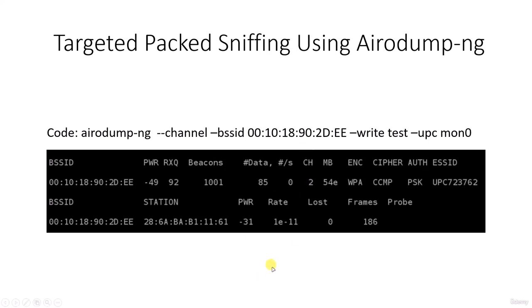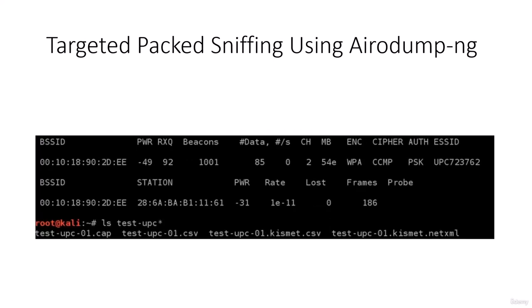This will continue running, so what you have to do is cancel it with Control C. When you cancel this, it will save all of this, and save the log into a file named test. Then you can list the files, and as you can see, this is the file that airodump created.